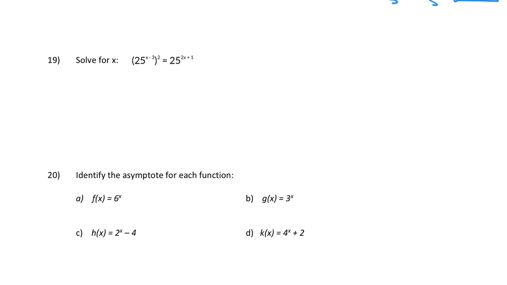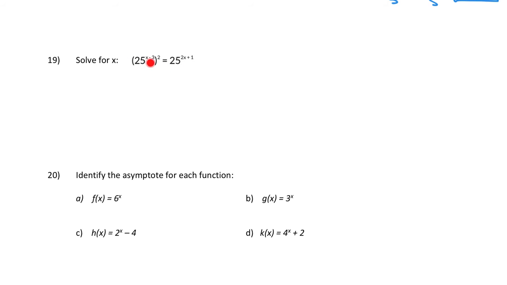All right, number 19, we're going to solve for x. These exponents are a little bit small to see. So we have our base of 25. This is raised to the x minus 3 power, raised to the second power, equals 25 to the 2x plus 1 power. So just real quick, something to notice is we have the same base, but we want to clean this up a little bit.